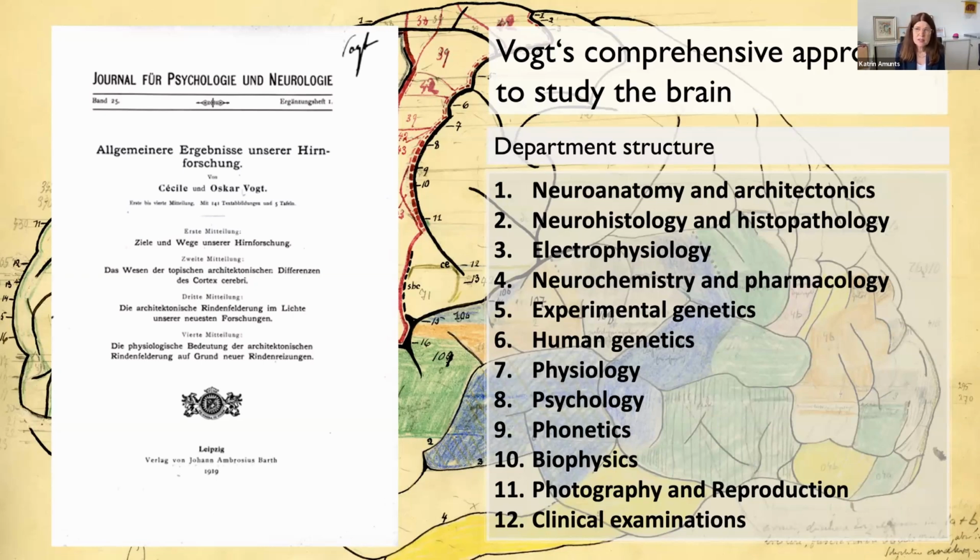And when you think about this time, this was long before the DNA and the RNA had been identified as molecules that carry genetic information. But still, you see, there are two different departments in this institute, for experimental genetics and for human genetics. This was extremely modern, and equally modern was that they had a department for neurochemistry and pharmacology.